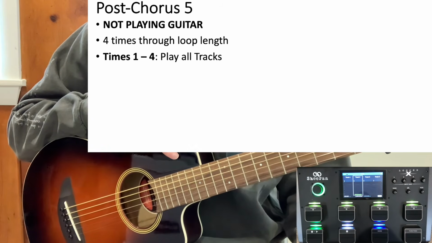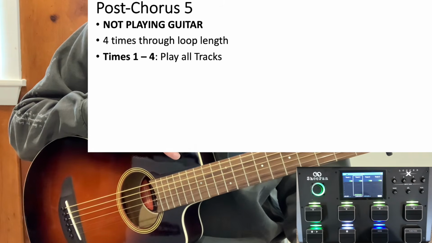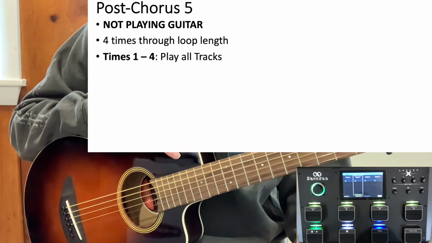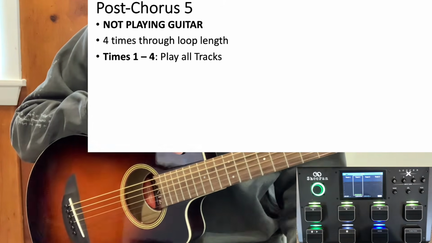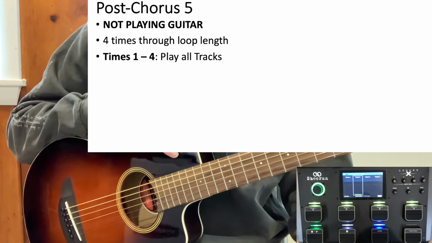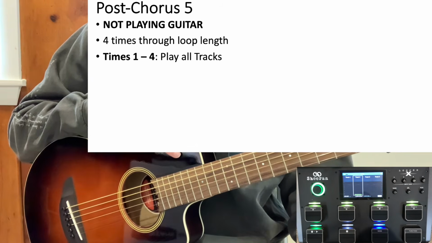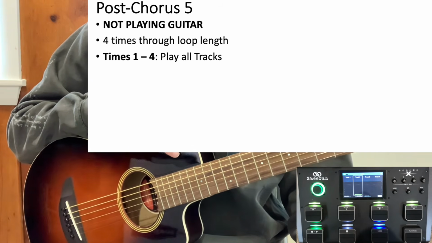All right, so now we're at the final part of the song, post-chorus 5. Similar to chorus 5, you're going to be going through your loop length 4 times in total, and all 4 of your tracks are playing out, and it's at the very end of the song is when you would hit stop. So now I'll show you how to transition from chorus 5 into post-chorus 5, how to play post-chorus 5, and then finish the song.